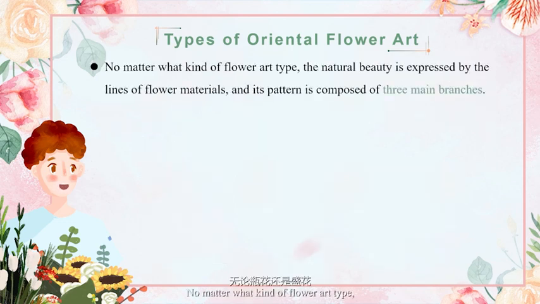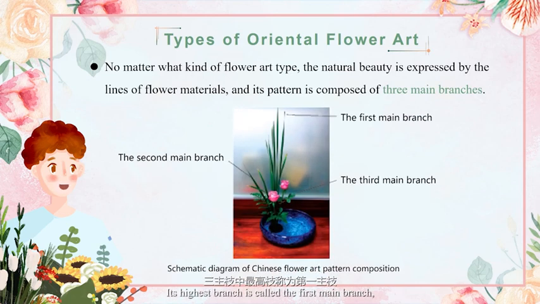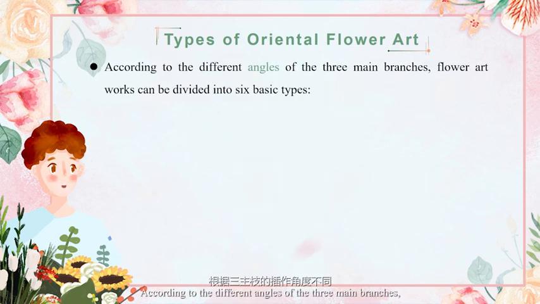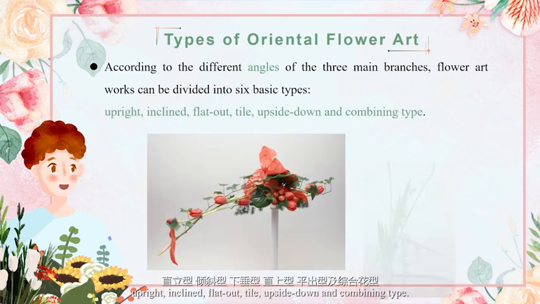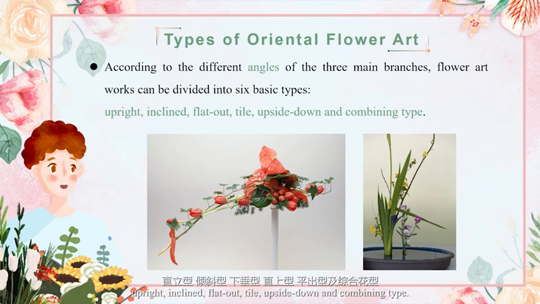No matter what kind of flower art type, the natural beauty is expressed by the lines of flower materials, and its pattern is composed of three main branches. Its highest branch is called the first main branch. The middle branch is called the second main branch. And the lowest branch is called the third main branch. Other branches are called slave branches. According to the different angles of the three main branches, flower artworks can be divided into six basic types: upright, inclined, flat out, tile, upside down and combining type.